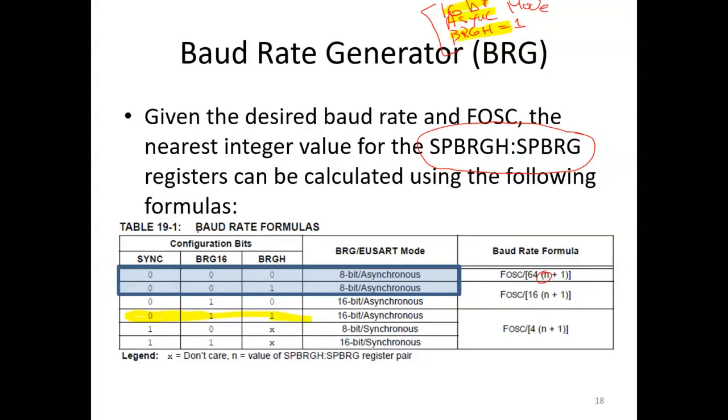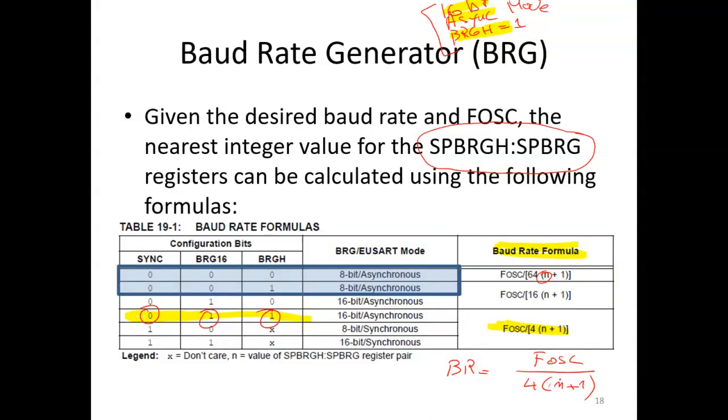Okay, we have asynchronous mode, so the synchronization bit is 0. We have the BRG16 bit, so BRG16 is 1, and we have high speed, so here BRGH is 1. If you are in this situation, you have to use this formula. So what is this formula? This is the baud rate. Here we have the baud rate equals the frequency of the oscillator divided by 4 multiplied by (n plus 1).